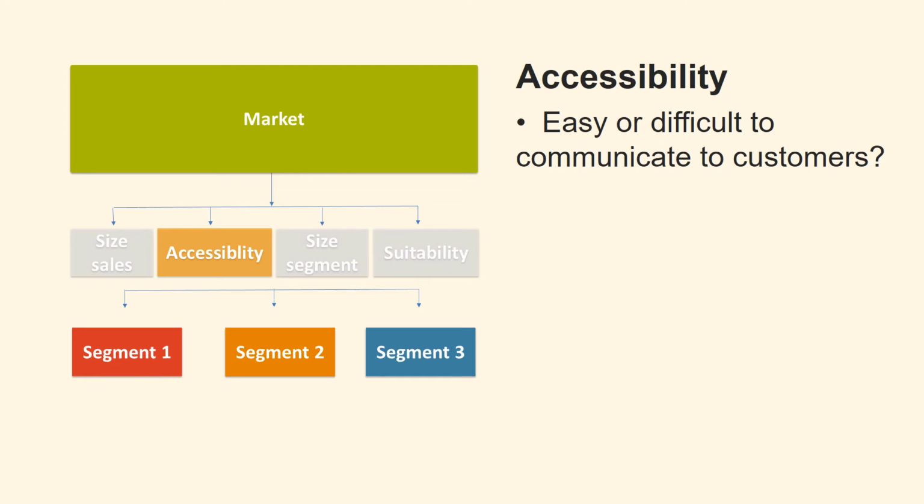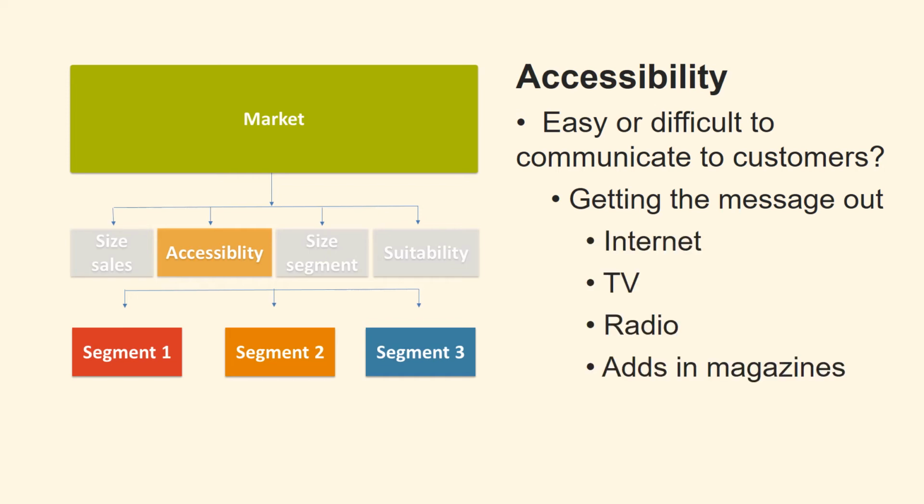Accessibility. Is it easy or difficult to communicate with the potential customers in the segment? Accessibility is about communicating with your customers and being able to get the message out to them. Communication is usually through the internet, TV, radio, ads in magazines. If your target customers do not use any of these means of communication, it will be difficult to communicate with them.